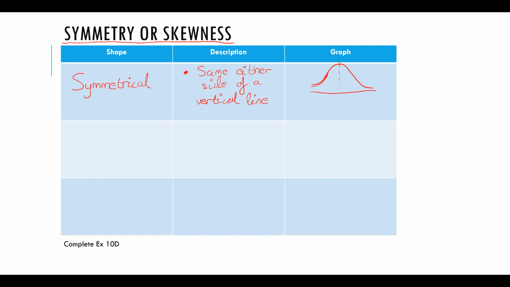On a box and whisker plot, well, the vertical line is kind of already there for us, actually. It's quite helpful. It would be the median. So either side of the median, the box would be of equal length. And then the two whiskers that come out from the box would also be the same length. So a symmetrical box and whisker plot would have that rough shape. So the second and third options are that it's not symmetrical in some way and that it's actually skewed somehow.